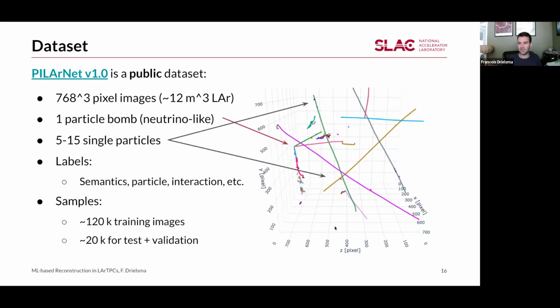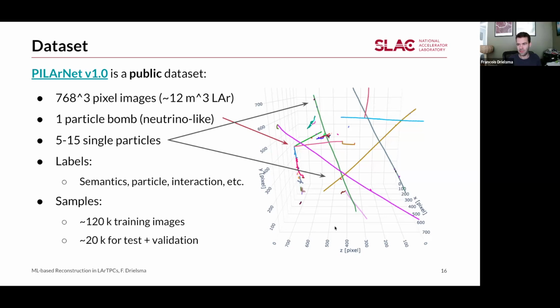The data set that I'm going to use today is a generic data set of interactions inside of liquid argon. So it's not a specific detector. The reason for this is this is not an experimental talk, and so this is easier to show to the public. But this is very well representative of what we will see in a detector.